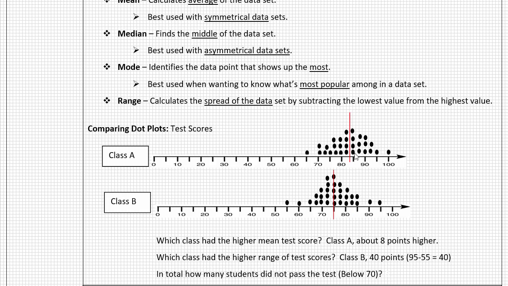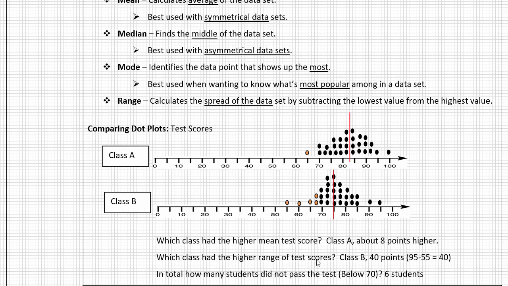So lastly, as we compare these two data distributions of their test scores, in total, how many students did not pass the test, below 70? So in total, between the two classes, how many students did not pass? Well, if we look at each one, find 70 and count the ones below it, I've highlighted those in orange. And it looks to me that between the two classes, there are 6 students who did not pass the test.